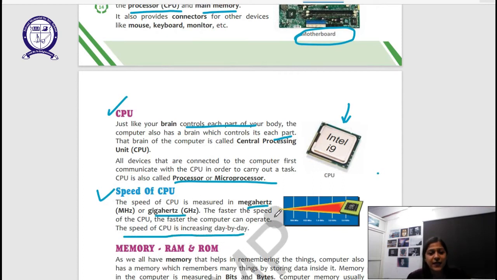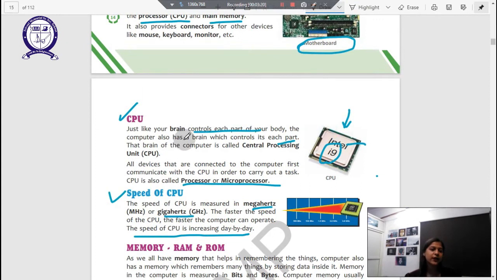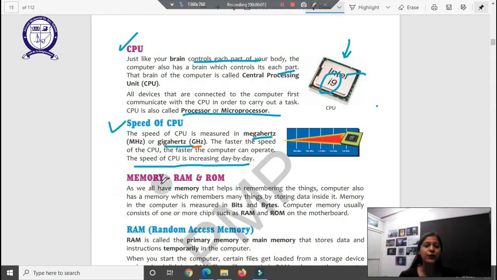We all understand that with the advent of so much technology, with the processing companies, the latest processor is Intel i7, and it is extremely fast and measures in terms of gigahertz. Now we will study the various memories, which are RAM and ROM.